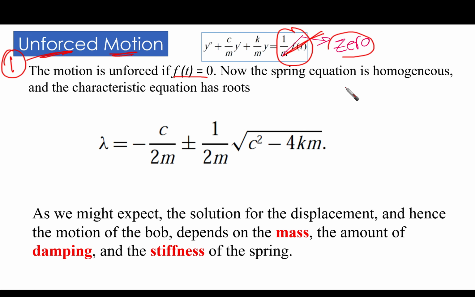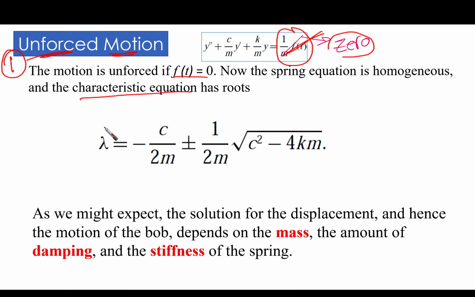Now the spring equation is homogeneous, and the characteristic equation has the roots. Do you remember the characteristic equation? You can recall this from the previous videos, okay? So this is a constant coefficient case, and we can get the characteristic equation easily from it. We have trained and we have many examples, and you have solved many assignments regarding this issue.